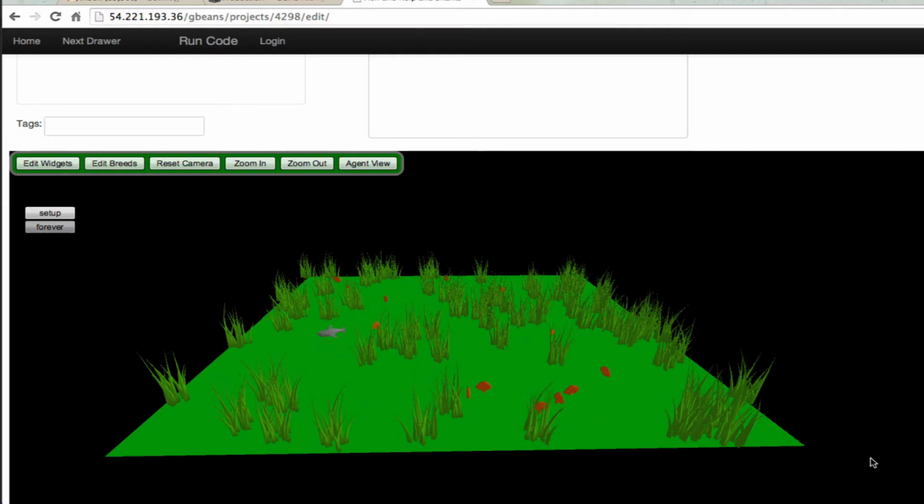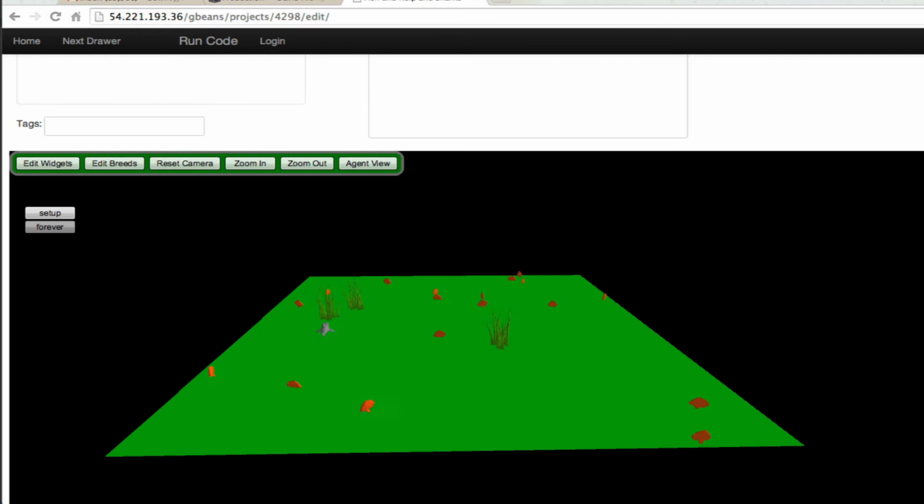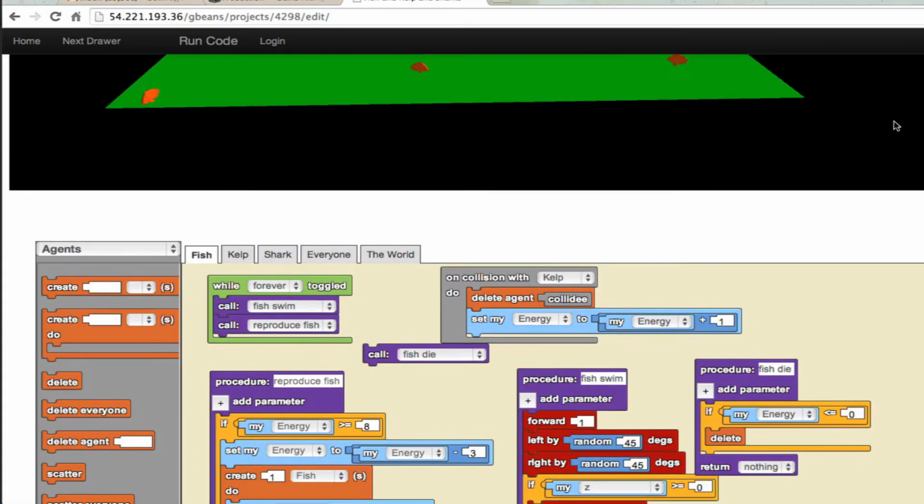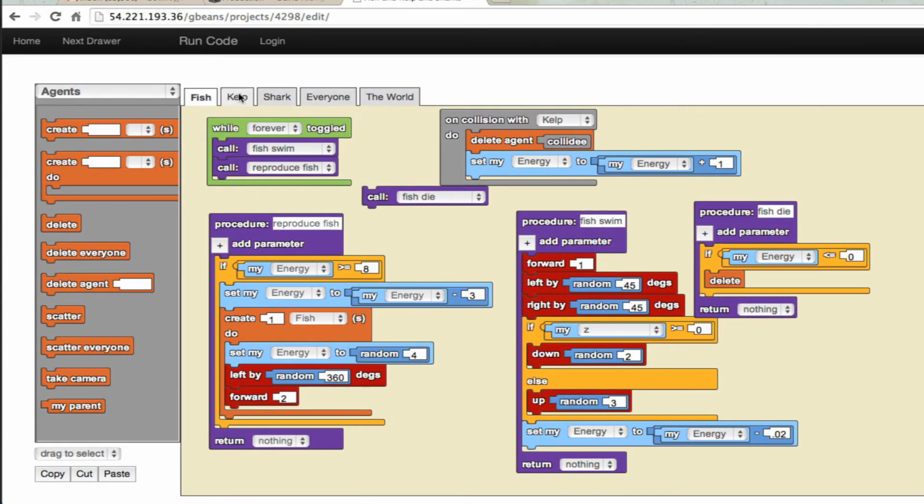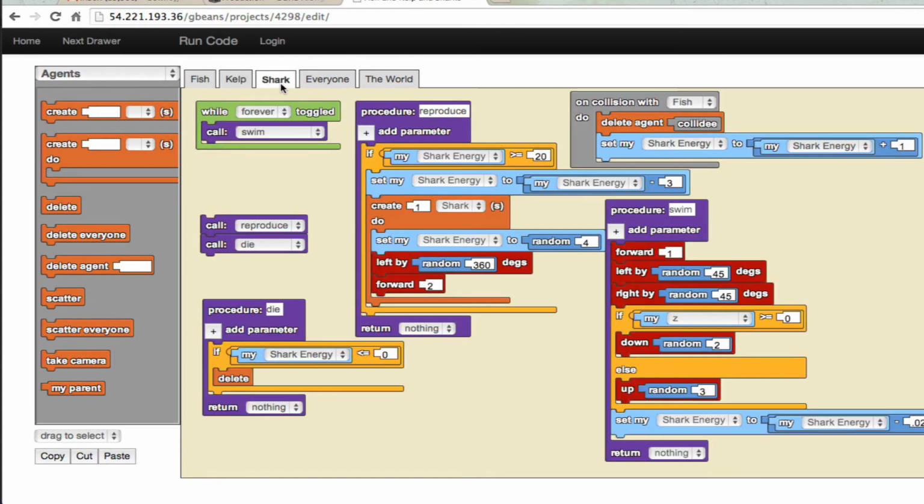So say we were interested in modeling an underwater ecosystem with fish, kelp, and sharks. In our example, we've answered the questions like this. So question 1, what is the scientific question you're interested in? The answer would be, how does an ecosystem with predators and prey remain stable? Second question was, what is the system or process we want to model? And in this case, it would be an underwater ecosystem with fish, kelp, and sharks.